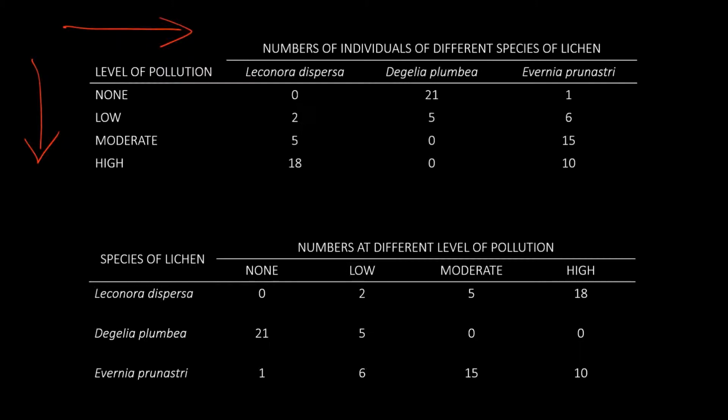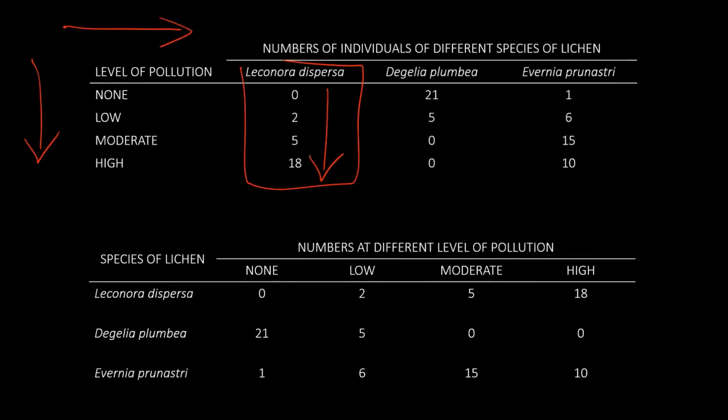Now, the top table is constructed in a way that is designed to allow you to compare what happens to each of those 3 species in different levels of pollution. So if we look at the Lecanora dispersa, for example, we can see that actually it doesn't do very well at low levels of pollution. You don't find it where there's no pollution at all, and as the pollution goes up, so the Lecanora dispersa becomes more common.